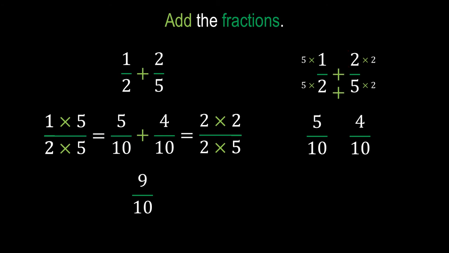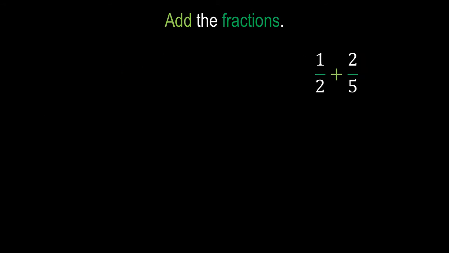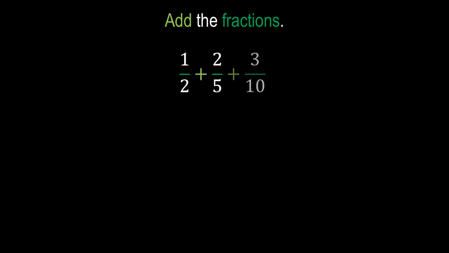So 1/2 plus 2/5 is the same thing as 5/10 plus 4/10. Here the denominators are the same. We added the numerator to get the final answer 9/10. We can use the same method when we add more than two fractions, like these. First we multiply the denominators.